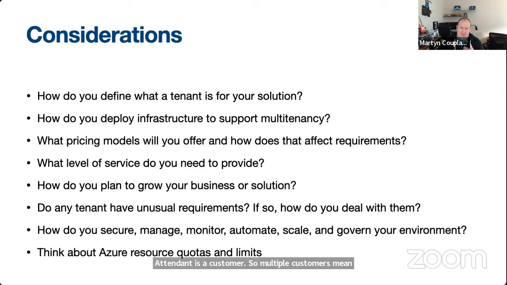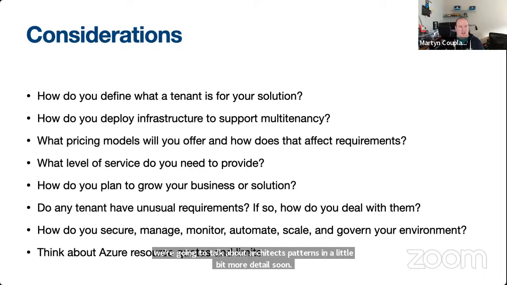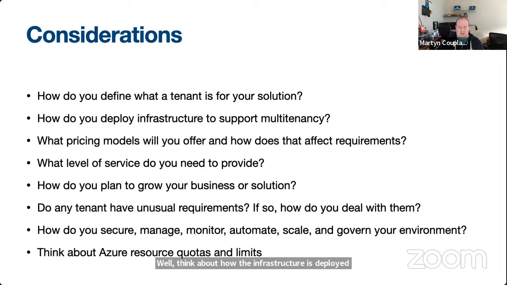And then another side of that as well is, how do we deploy infrastructure to support multi-tenancy? Again, various different ways to do that depending on the architecture pattern, and we're going to talk about architecture patterns in a little bit more detail soon. But think about how the infrastructure is deployed to support that. Generally speaking, we're talking here about things like infrastructure as code and deploying that through pipelines, with any kind of tool that's available, be it Azure DevOps, GitHub Actions, anything like that.